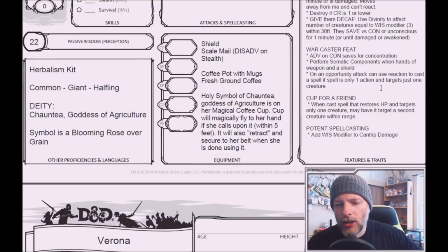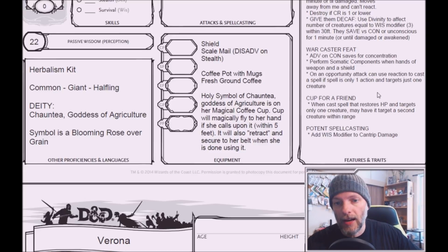The feat that I chose, I think I chose this at level 4, is the Warcaster feat, and I did this because I would like for her to have a shield and a mace, and with all the tricks that I'm doing with her coffee cup, I want her to be able to use the somatic components of her spells while having her hands full, and so that's why I chose Warcaster feat.